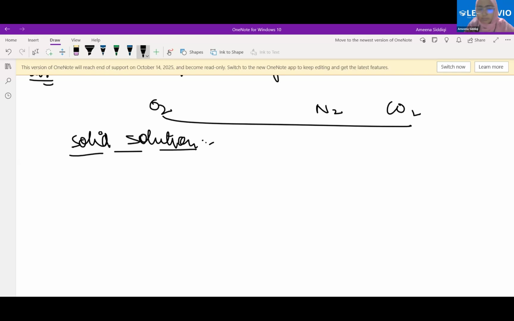Solid solution. What is it? Alloys. What are the alloys? Mixture of two or more than two elements. Yes, metals or non-metals. Simple terms. Okay, so you know alloys. I'm not writing the definition here. Now, alloys, see, there are some exceptional points in alloys. Alloys also are a mixture. Okay, they are a mixture.